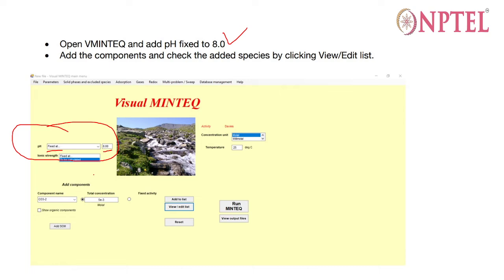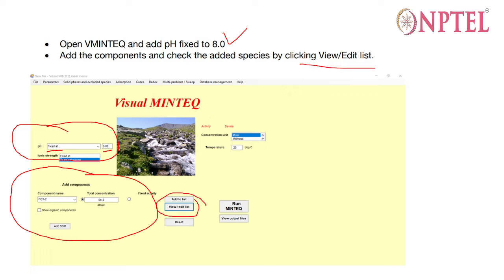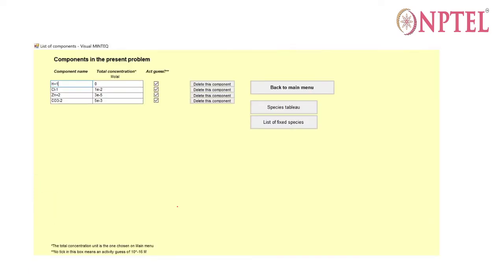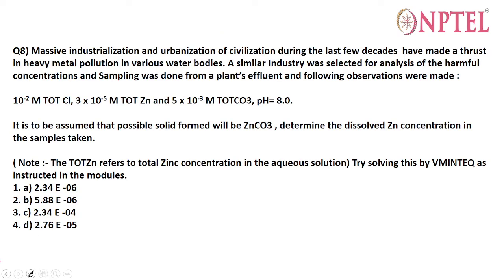Then go for this add component section and add your components, and also go to the view and edit list. So this is the view and edit list. Go and check whether everything is correct or not. So what are my components? These are my components, right? Chlorine and then Zn, then CO3.